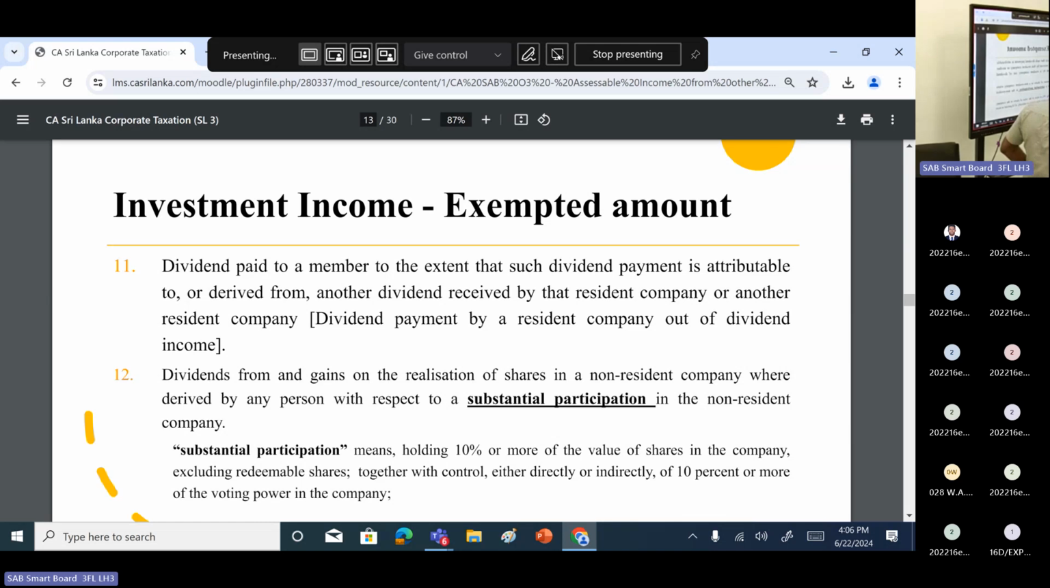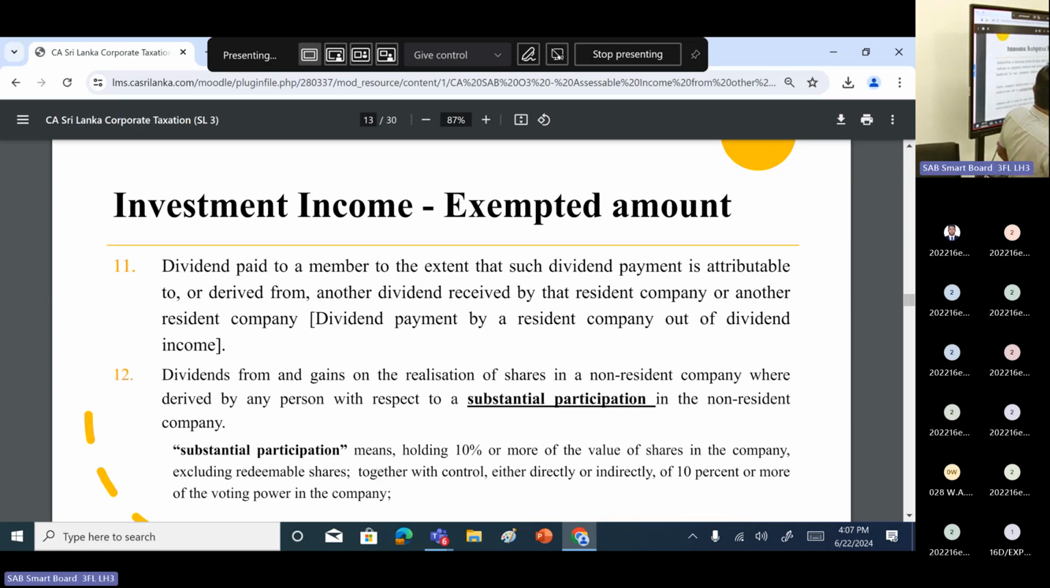If the dividend paid to a member to the extent that such dividend payment is attributable or derived from another dividend received. Remember, not only dividend from Sri Lanka, even some companies are receiving dividends from outside Sri Lanka on the investment they made outside Sri Lanka. That particular dividend is exempt, right? And if that is redistributed as the same dividend, it is also exempt in the hands of the shareholder.